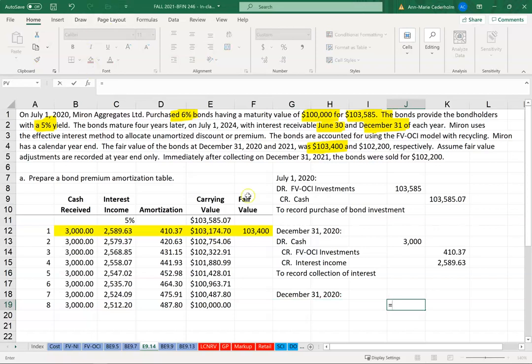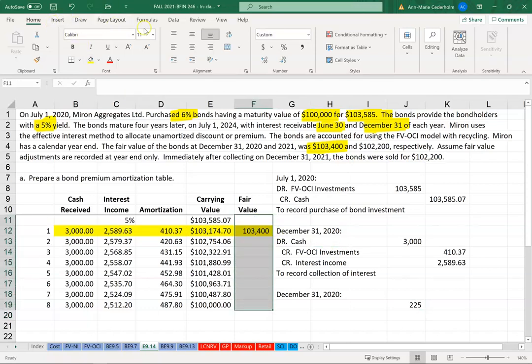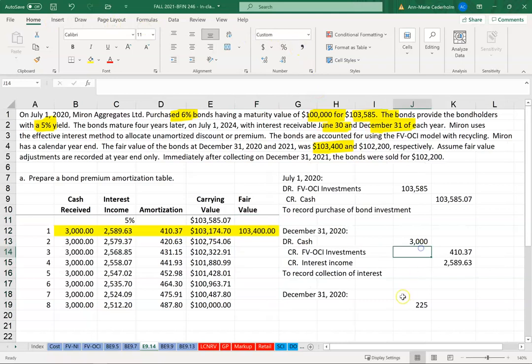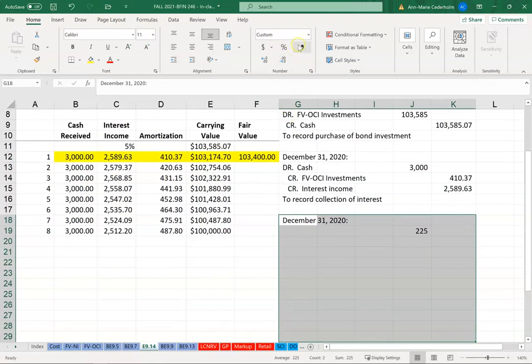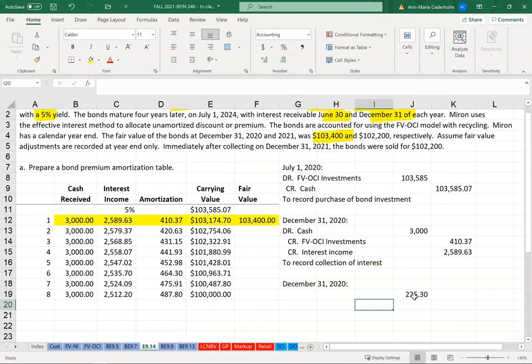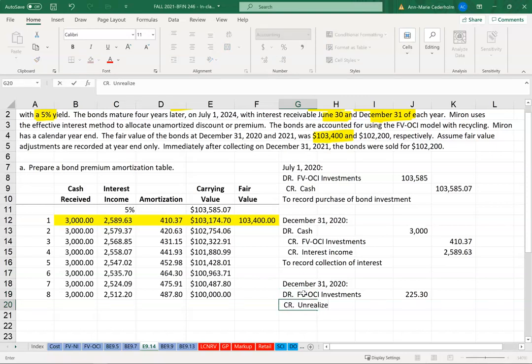So the increase, if I just take the difference, and maybe I'll show all of the decimal places here, and I'll show the decimal places on my journal entries too. So the difference is 225.3. I just took the difference between the 103,400 and the 103,174.7. So I'll debit my fair value through OCI investments for the 225, and then I'll credit my unrealized gain or loss through OCI.